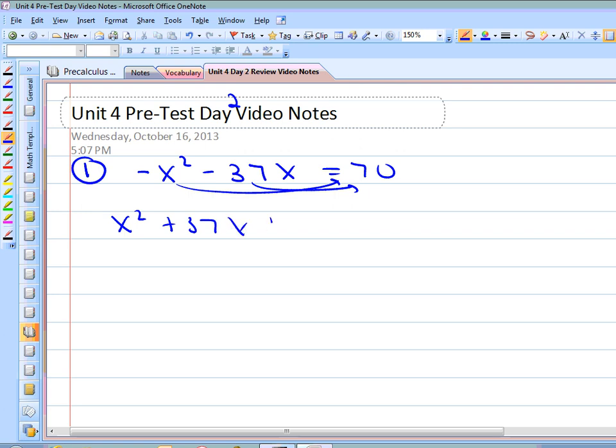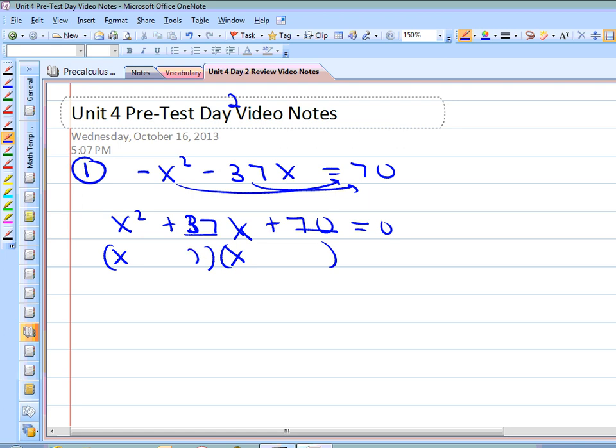I didn't move the 70. It stays at positive 70. And now all of that would be equal to 0. All right, so let's go ahead and factor. No coefficients, so we don't need to slip and divide. We're just going to go ahead and set up shop. And we have x and x. And we need numbers that multiply to 70, but that add to 37.